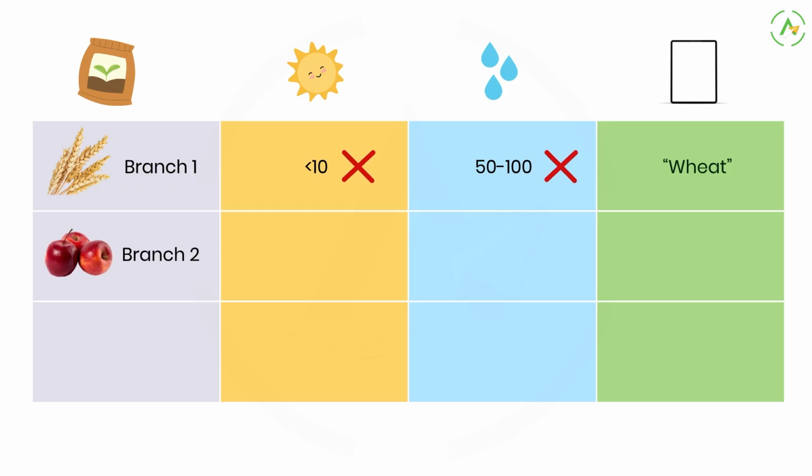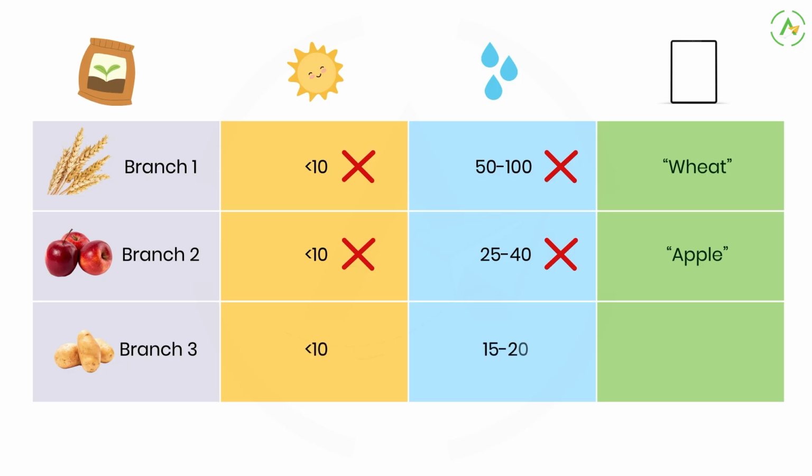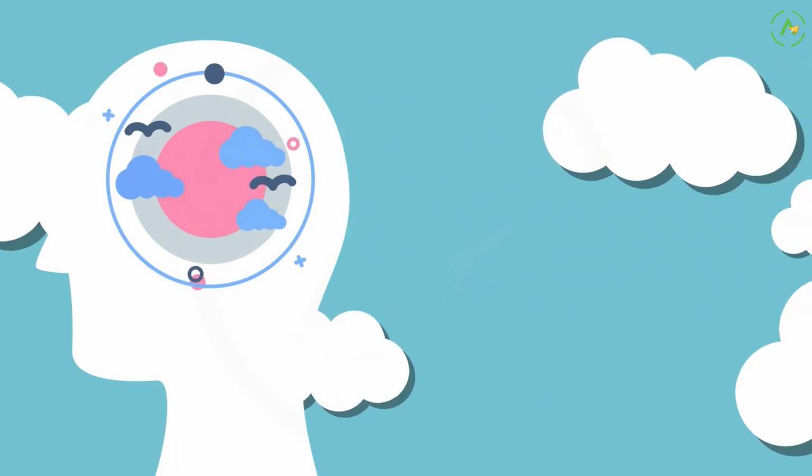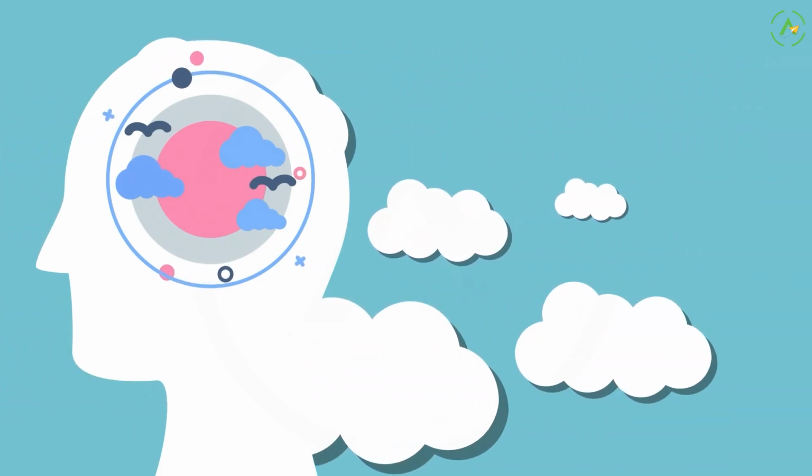Branch 2. If the first condition isn't met, the code moves to the next decision. Is light less than 10 and rain between 25 and 40? If yes, the OLED displays apple. Branch 3, finally it checks for light less than 10 and rain between 15 and 20. If that's the case, it suggests potato. Every time a branch finishes, we use an endif block to close that decision and move back to the loop. This ensures our controller is constantly thinking and checking for climate changes every millisecond.